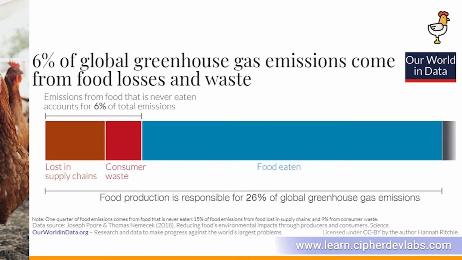Moving on, if you look at this graph, 6% of the global greenhouse gas emissions come from food losses and waste. Emissions from food that has never been eaten account for around 6% of the total emissions. That includes losses in supply chains as well as consumer waste and also food eaten. Food production is responsible for around 26% of the annual global greenhouse gas emissions.